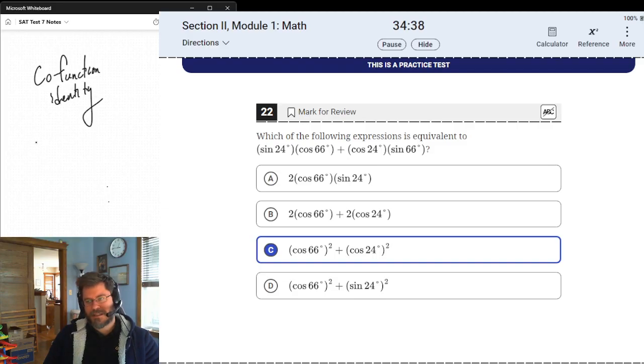The cofunction identity says that if I have the sine of a number, the cosine of 90 minus that number is equal to it. So the sine of A is equal to the cosine of 90 minus A. 66 and 24 add to 90. So this will satisfy the cofunction identity.